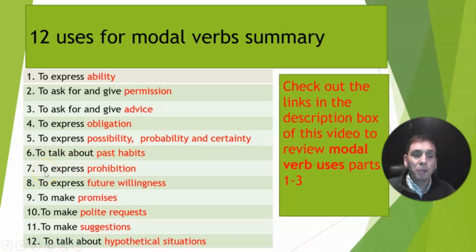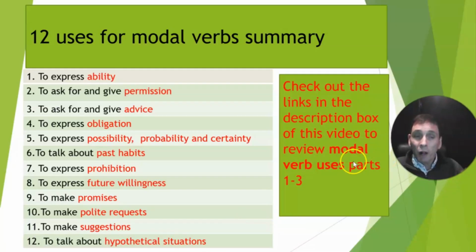7, to express prohibition. 8, to express future willingness. 9, to make promises. 10, to make polite requests. 11, to make suggestions. And finally, number 12, to talk about hypothetical situations. So you can see that if you can learn modal verbs, there are 12 different uses for these verbs. And if you can learn them, it will expand how you are able to express yourself in English.